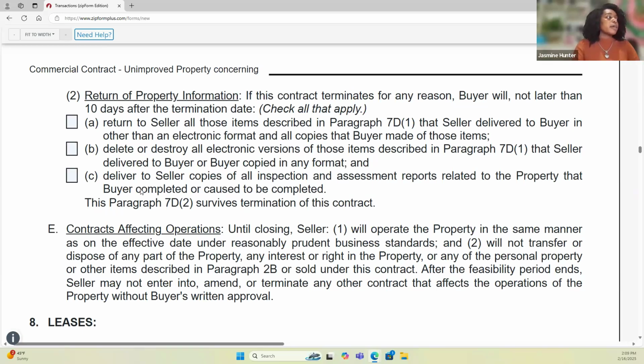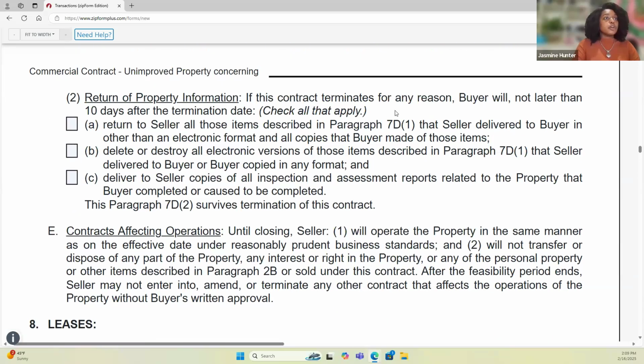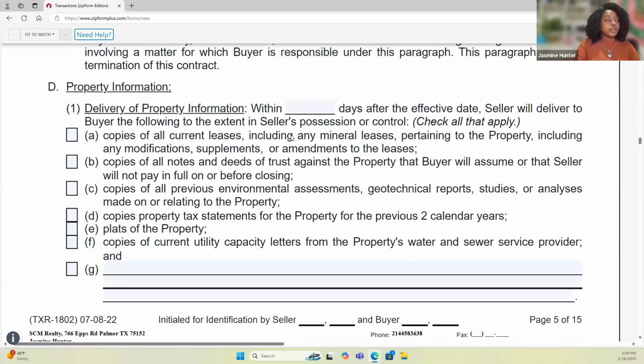Okay. Contracts. So again, that's what this is saying. So buyer will, not later than 10 days after the termination date, return to seller all of those items described in paragraph 71, which are right here.